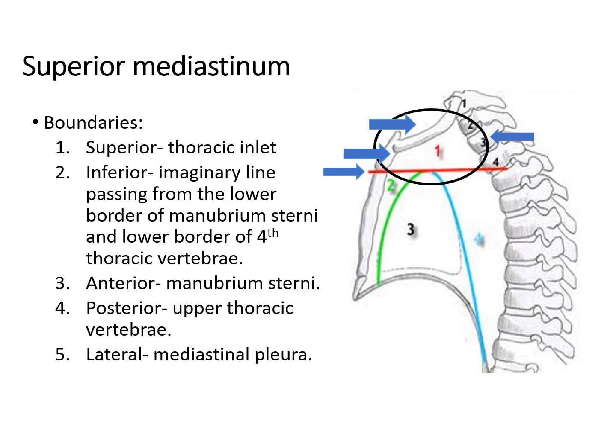And then last but not the least is the lateral boundary, which you will not be able to see here. But please take note that the lateral boundary of the superior mediastinum are the mediastinal pleura. Pleura means covering of the lungs. So the lateral boundary of the superior mediastinum is the mediastinal pleura.